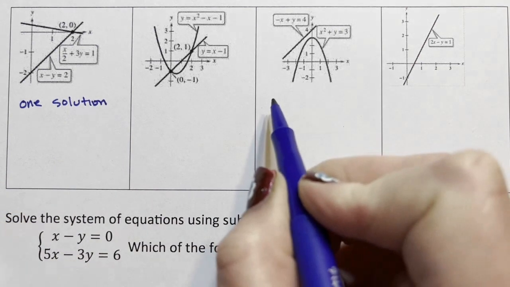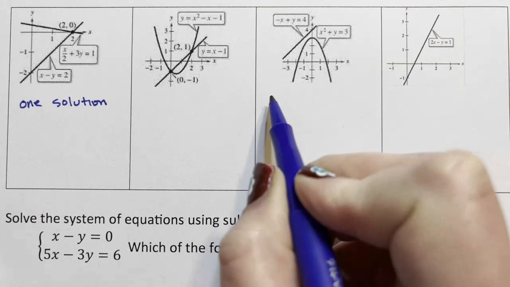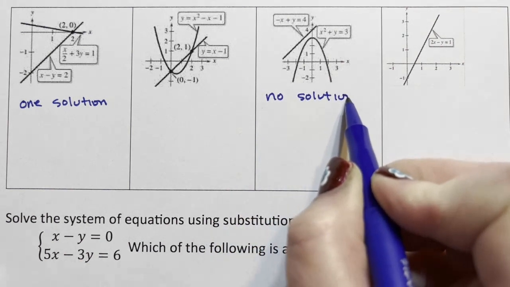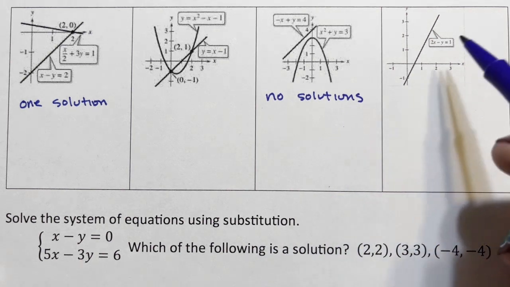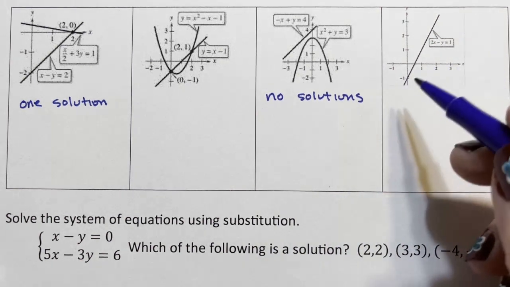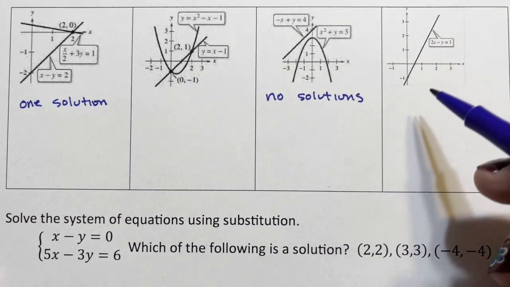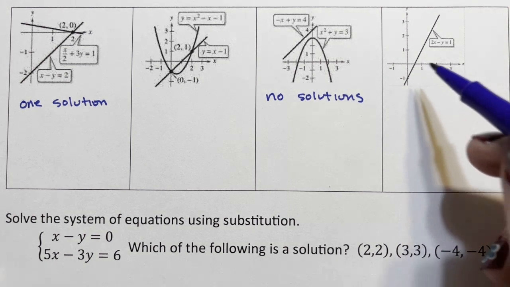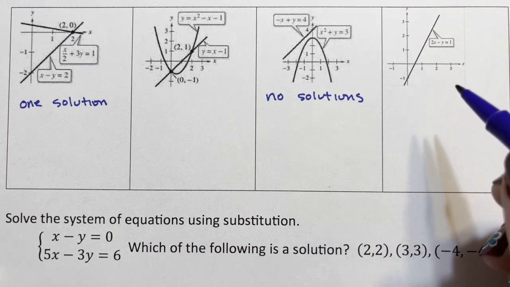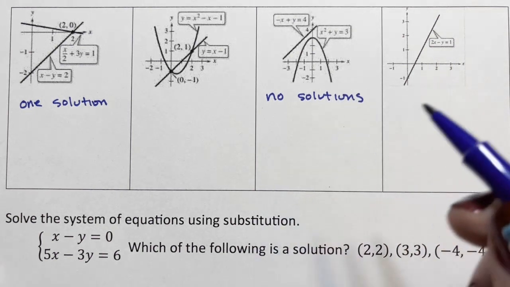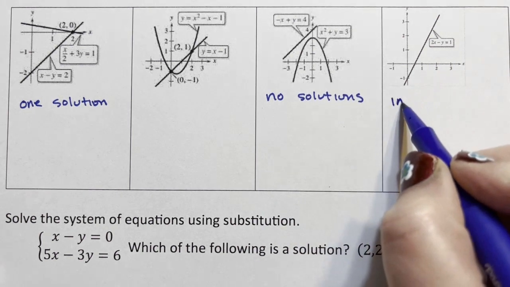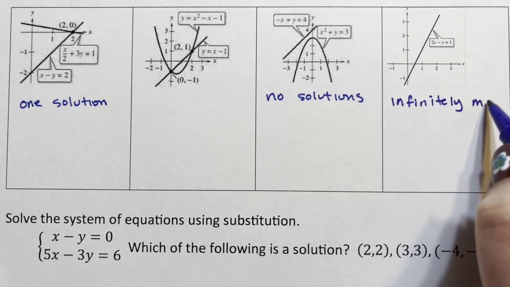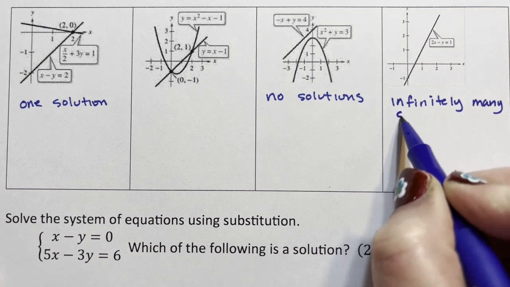Over here, this one is no solutions. And this one right here, I know it looks like one line, but this is really you have two equations and you're solving them together and you end up with something that it's the same line. And this one isn't no solution. This one ends up being infinitely many solutions.